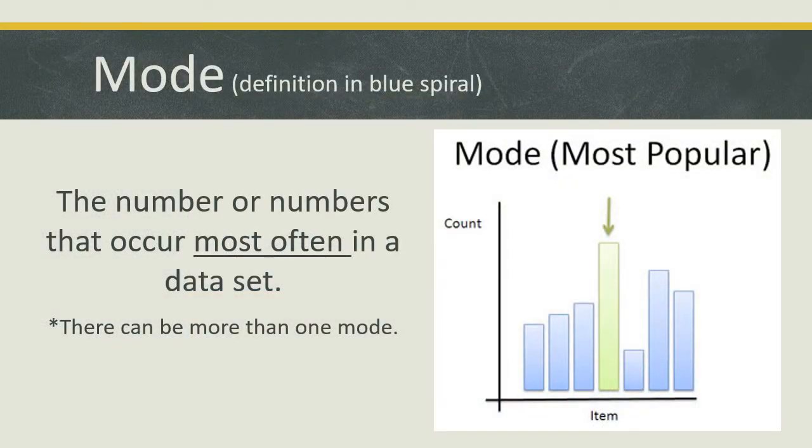So write this definition in your blue spiral. Mode is the number or numbers that occur most often in a data set. A data set is just a group of numbers. Also note that there can be more than one mode. So another way to think about mode is most popular or most common. It's the number that occurs the most.